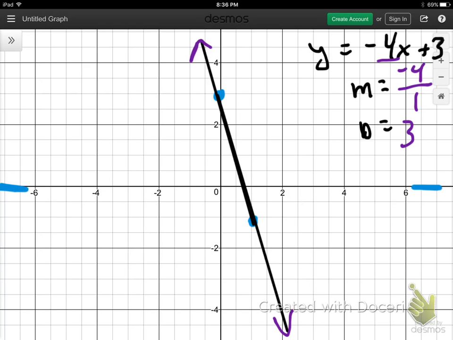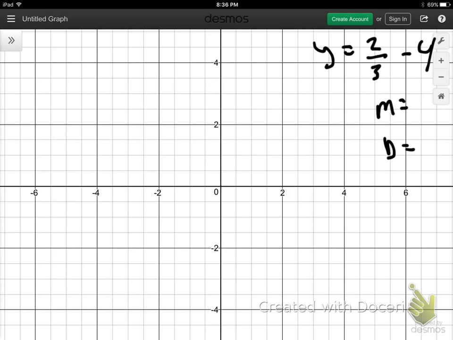The last one we're going to do, y equals 2/3 x minus 4. I forgot my x. Slope, m, is always the constant next to the x. It could be a fraction or a decimal or a whole number. And my y-intercept is always the constant number by itself. So slope would be 2/3. That's already in rise over run form. That's a positive slope. The y-intercept is negative 4.